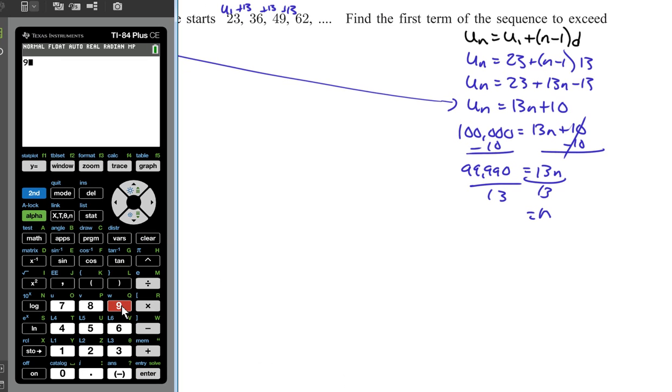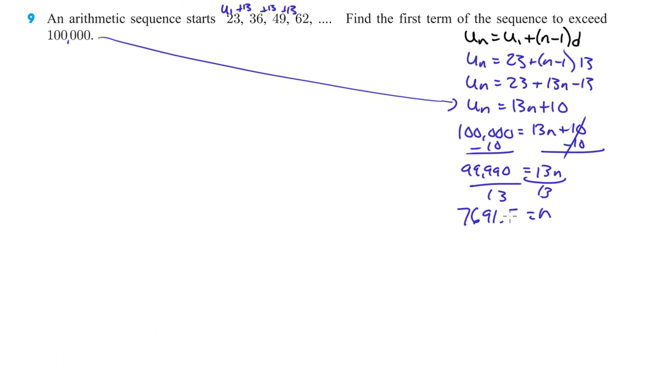So divide by 13 here, and we get 7691.5. Now, again, remember, this has to be an integer number. You cannot have, like, this is first term, second term, third term. You can't have a 1.5 term or a 2.5 term or a 7691.5 term. You got to have a full term here.